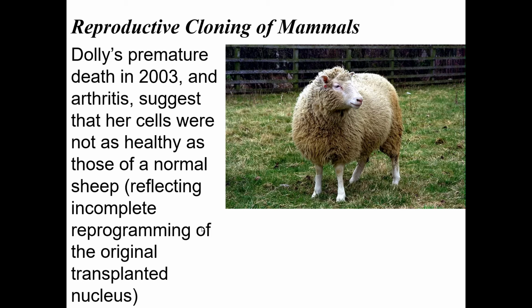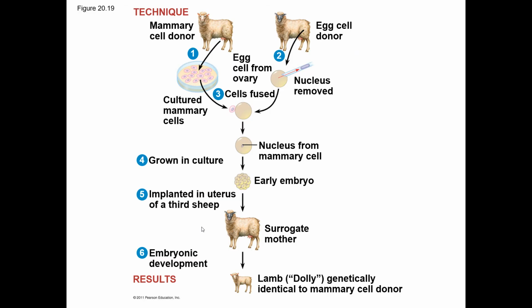So if you take a cell from an adult sheep and take the nucleus and put it into an egg, even though they were able to get this sheep to be born, it wasn't completely reprogrammed to be a normal little embryonic cell. So here's what they did. First of all, they have an egg cell donor and they take out the nucleus. So that means you don't have the genetic material of this sheep, except the mitochondria, right?